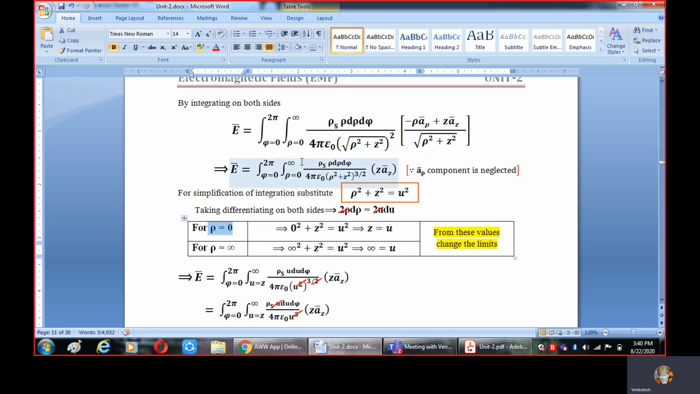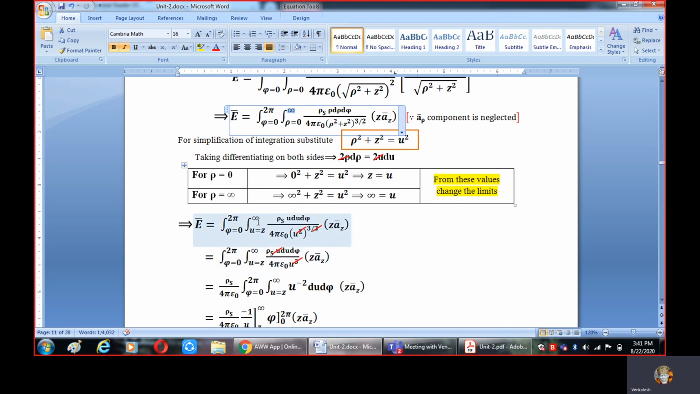And similarly, we have to replace the upper limit, rho is equal to infinity. In place of rho, I am writing infinity. Infinity squared plus z squared is equal to u squared. Infinity squared is infinity, and if we add anything to infinity, it still becomes infinity. So infinity is equal to u squared. The square, when it comes to the left side, becomes a root, and root infinity is also infinity. So infinity is equal to u. So we have to replace rho equal to 0 to infinity with u equal to z to infinity.